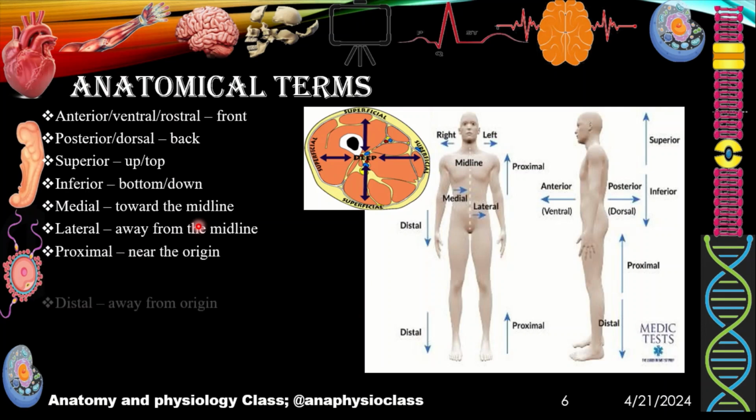Proximal and distal. Proximal means near the origin, while distal means away from the origin. So we assume the trunk to be the origin of the body. The trunk is this region. The combination of these regions gives rise to the trunk: neck, thorax, abdomen, pelvis, and perineum.